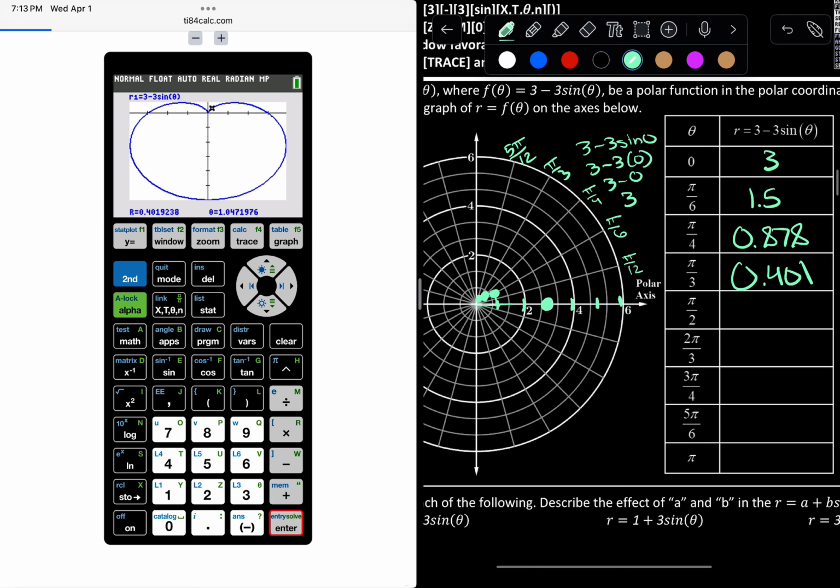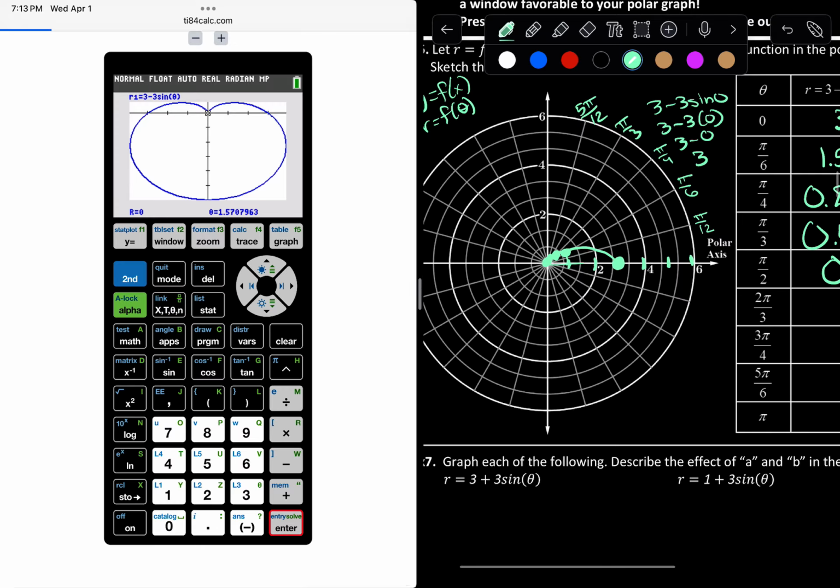And then pi over 2, just a hunch, because we're getting so close to the pole, I'm assuming it's at the pole. Yes. So at pi over 2, we have a radius of 0. So whenever the radius is 0, you will be at the pole. So just like a curve in Cartesian, we can connect these dots. I started here, and then as my theta increases, my radius is changing based on that theta. So at pi over 2, we are now back at the pole.